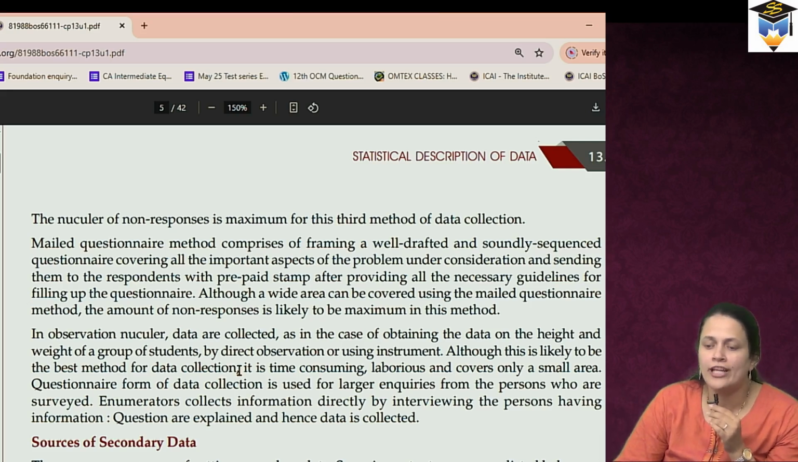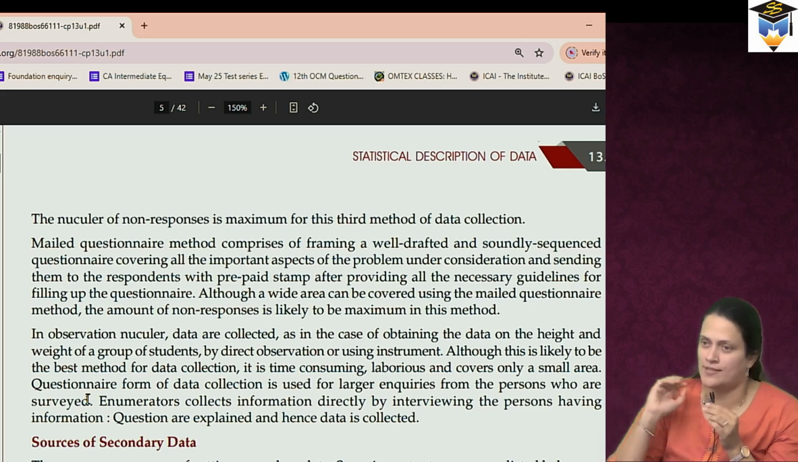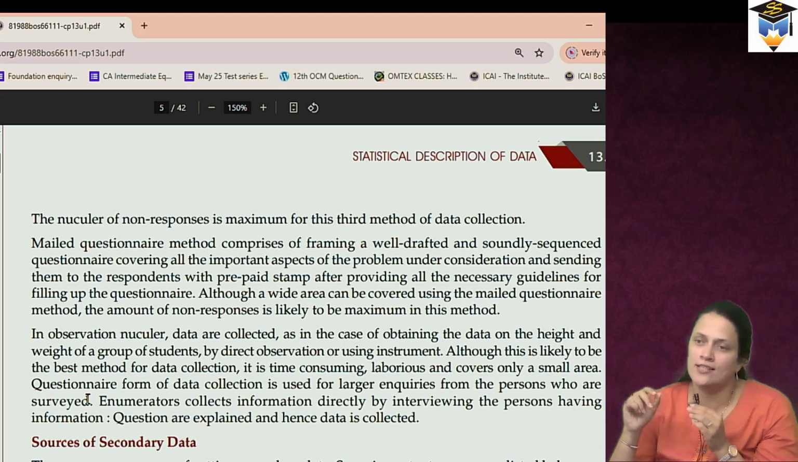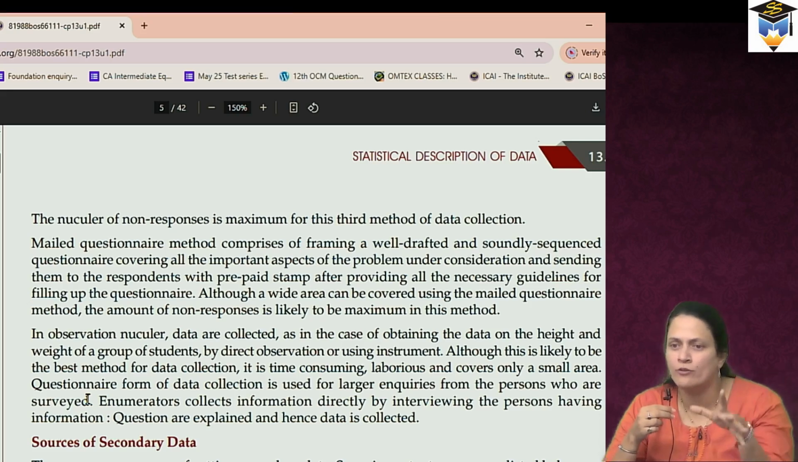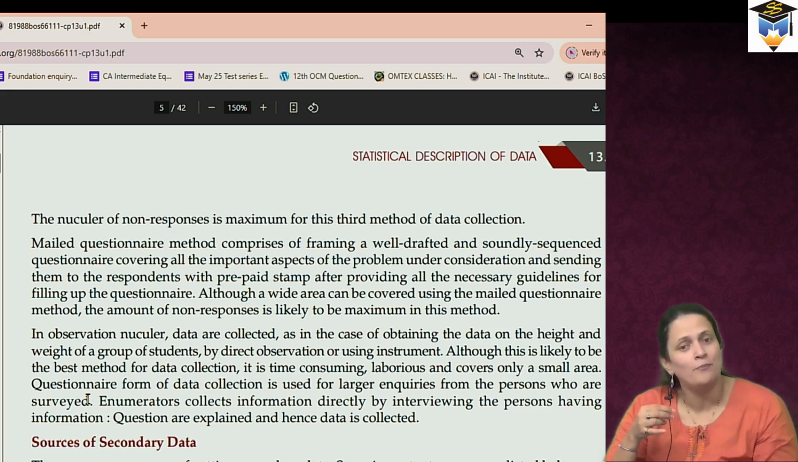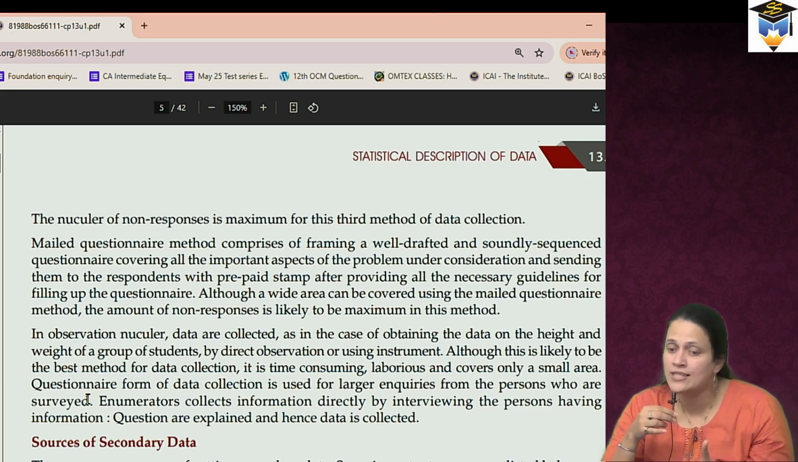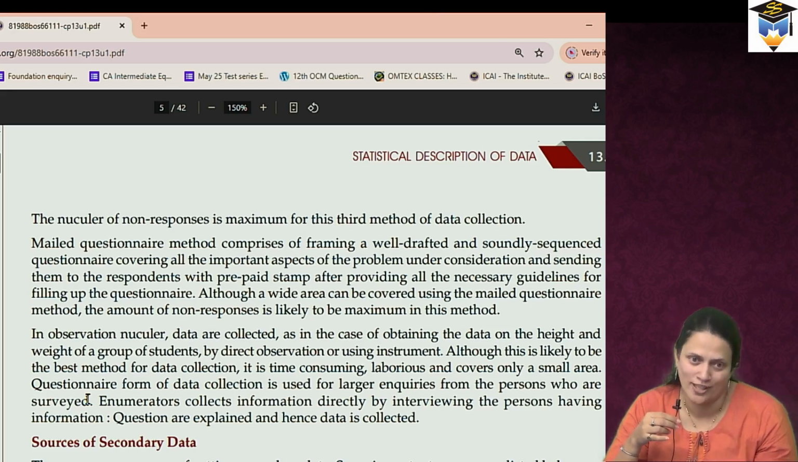The questionnaire form of data collection is used for larger enquiries from the persons who are surveyed. Generally during voting, there are camps where they say that if you haven't received your voting card, please come up to us and we will give you the voting card. Indirectly, they are collecting your phone number, your area, your mobile number. This is the data they are collecting, and based on the data, they will give you the voting card if the necessary documents are there. So this can be a form of mailed questionnaire.